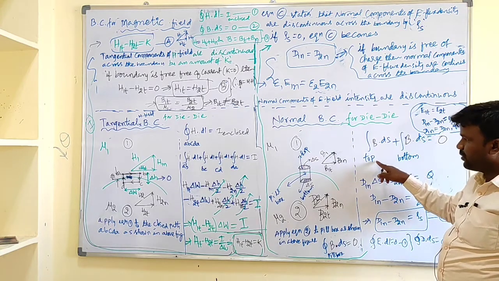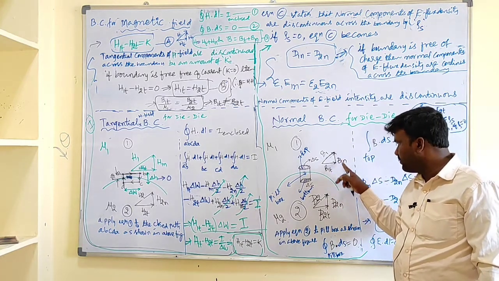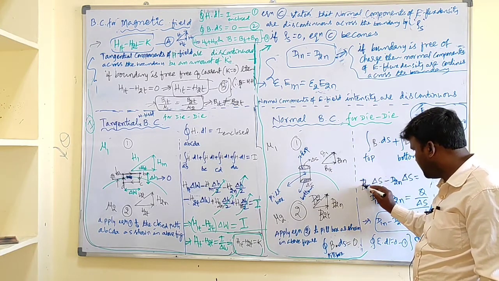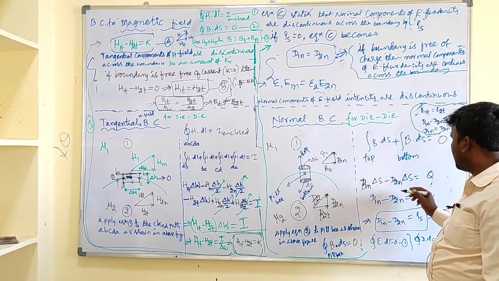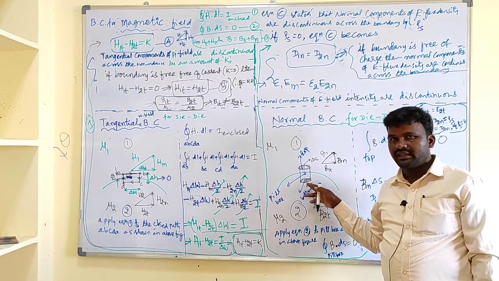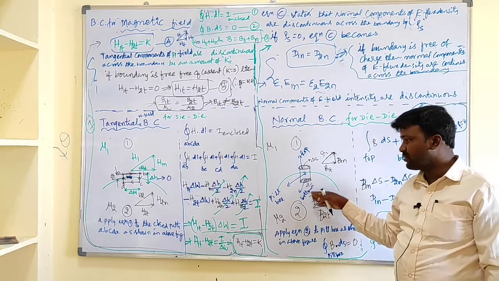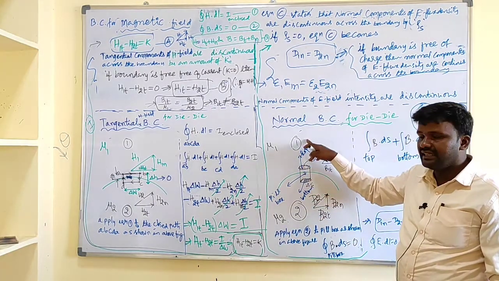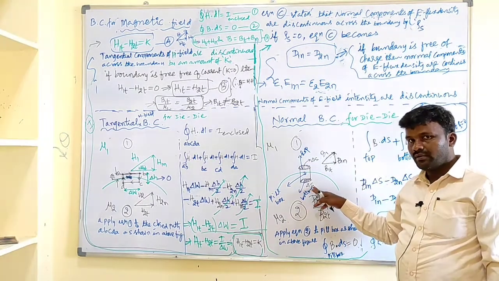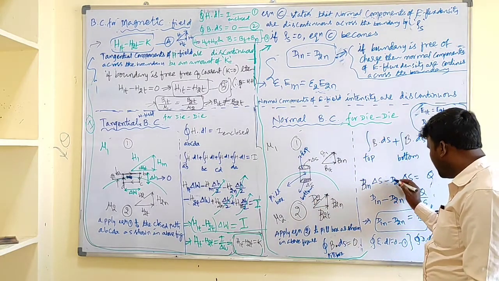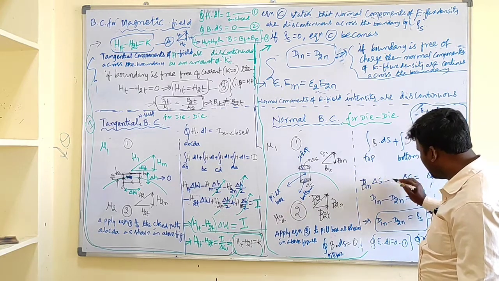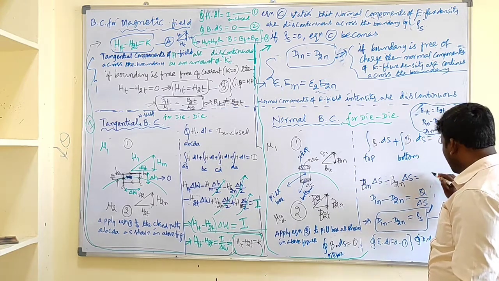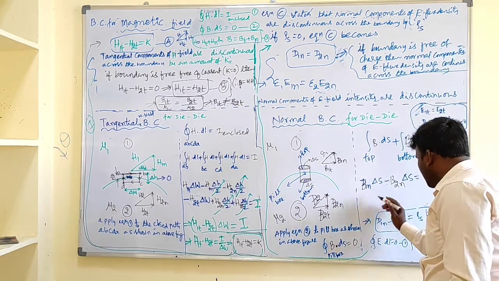Coming to the top, the field component is B1n, so D1n should be replaced with B1n delta S. For the bottom we have the field component B2n, and as it is the bottom, the differential surface area is negative. That means if it is positive delta S az, it is delta S into minus az. So this is B1n delta S minus B2n delta S, which finally equals 0.